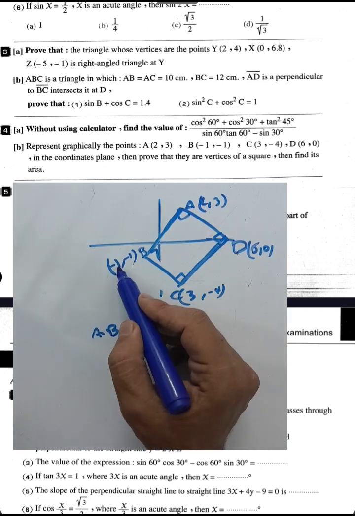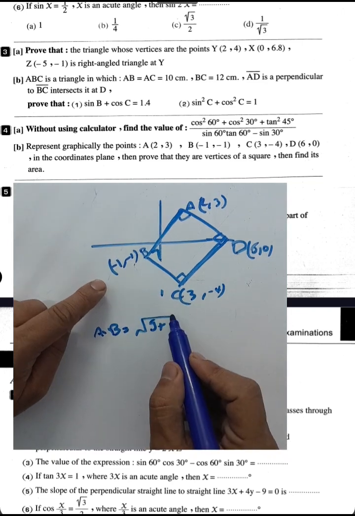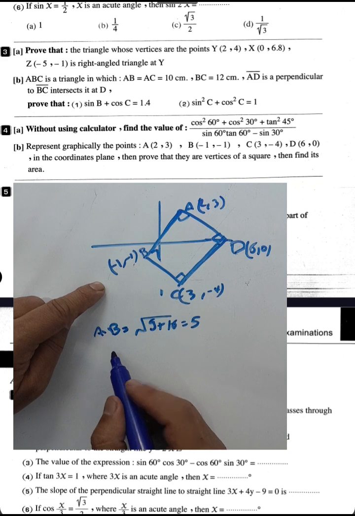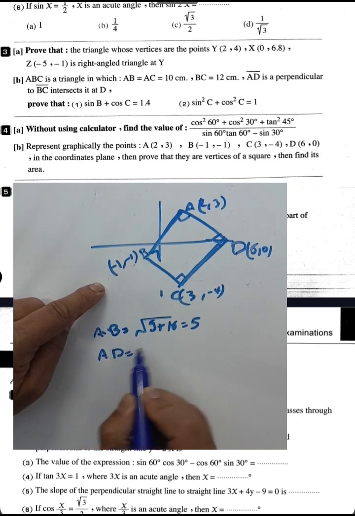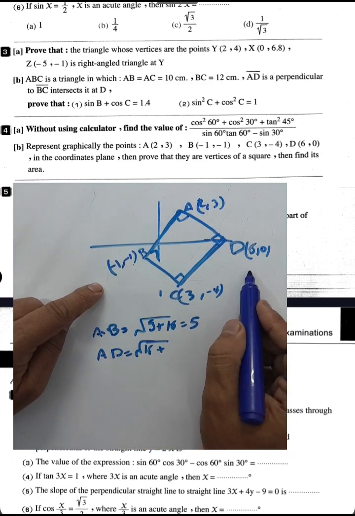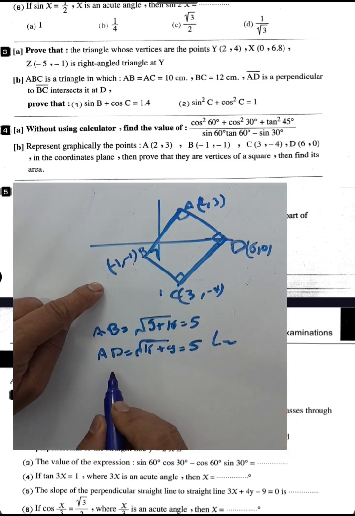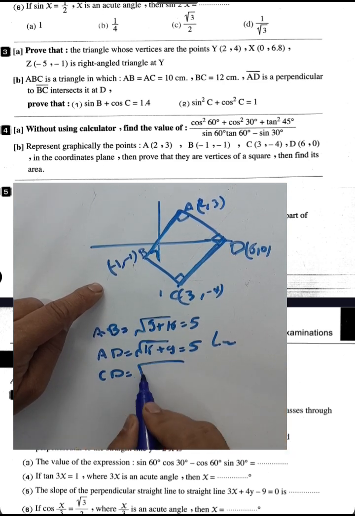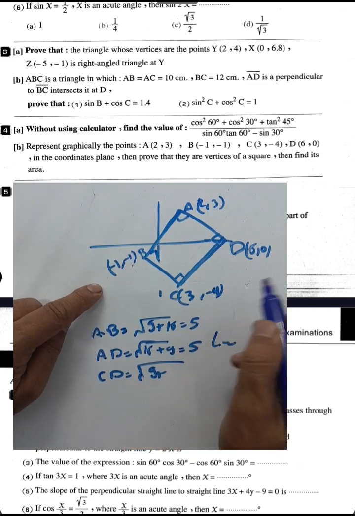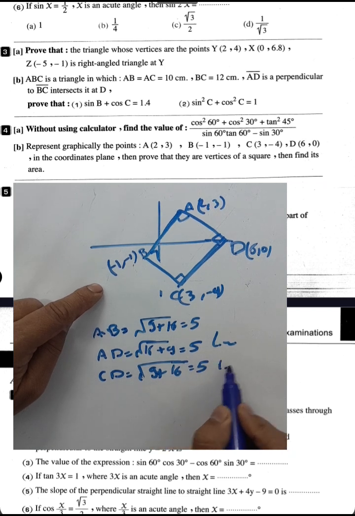2 minus negative 3 ... minus negative 1, 3 power 2 is 9, 3 minus negative 1, 4 power 2 is 16. The result will be 5. And we can find AD: square root of 6 minus 2, 4 power 2 is 16, and 0 minus 3, negative 3 power 2 is 9, it will be 5 length units. And CD: 6 minus 3, 3 power 2 is 9, 0 minus 4, 4 power 2 is 16. 25, square root of it will be 5 length units.